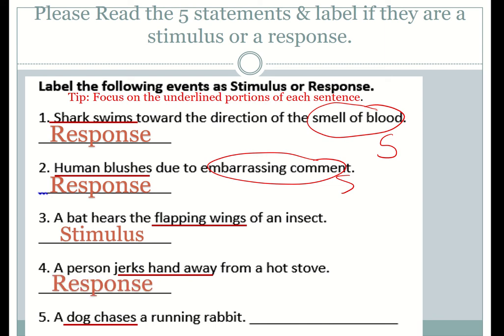Person jerks their hand away from a hot stove. That's a response. The heat on the stove is the stimulus. And a dog chases a running rabbit would be the response. The stimulus would have been the rabbit, which might be a prey for it, chasing it.